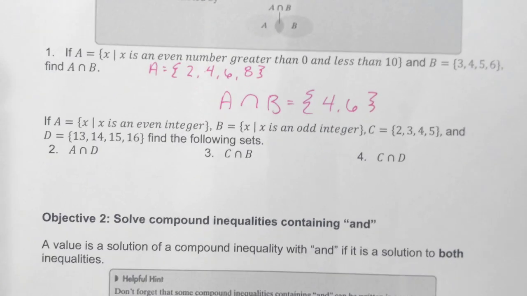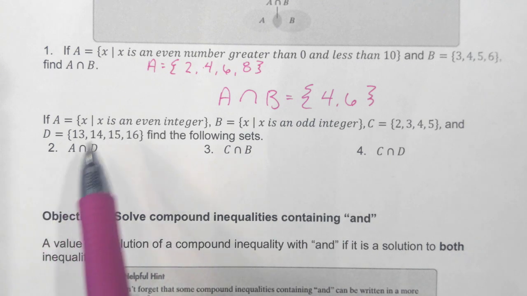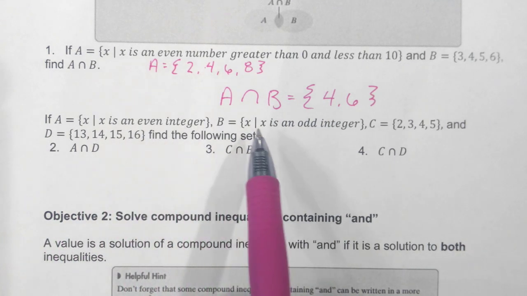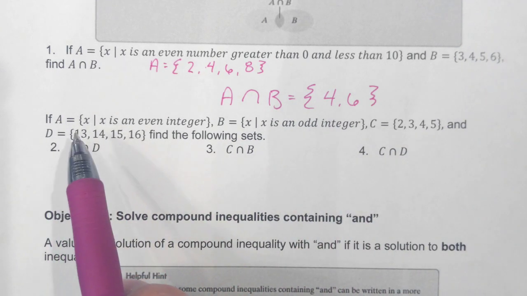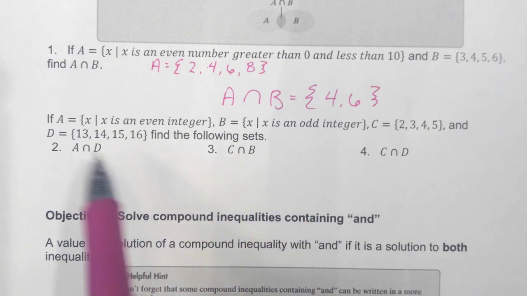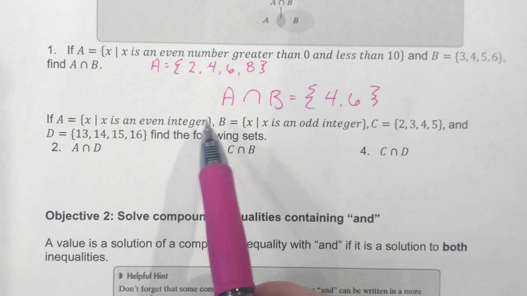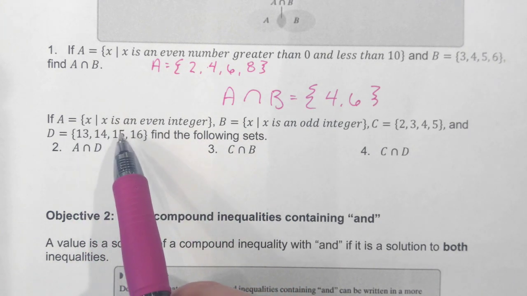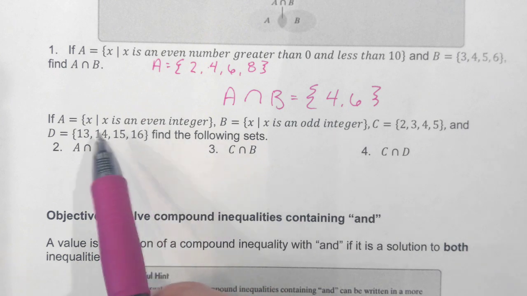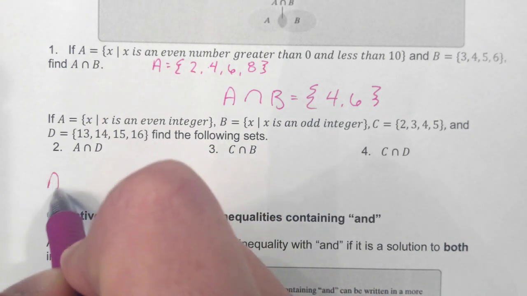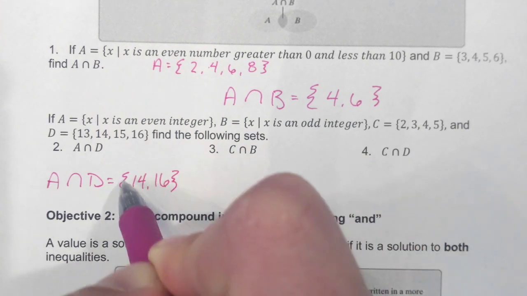Down here, we're going to practice that a little more. We're given 4 sets, and we're going to put a couple of them together with their intersection. A is all of the even numbers. B is the set of all odd numbers. C is the numbers 2, 3, 4, and 5. And D is the numbers 13, 14, 15, and 16. First, we'll find the intersection of A and D. A is all of the even numbers, and D is 13, 14, 15, and 16. Which numbers are in both A and D? It would be those even numbers that are in D, so the intersection of A and D is 14 and 16.